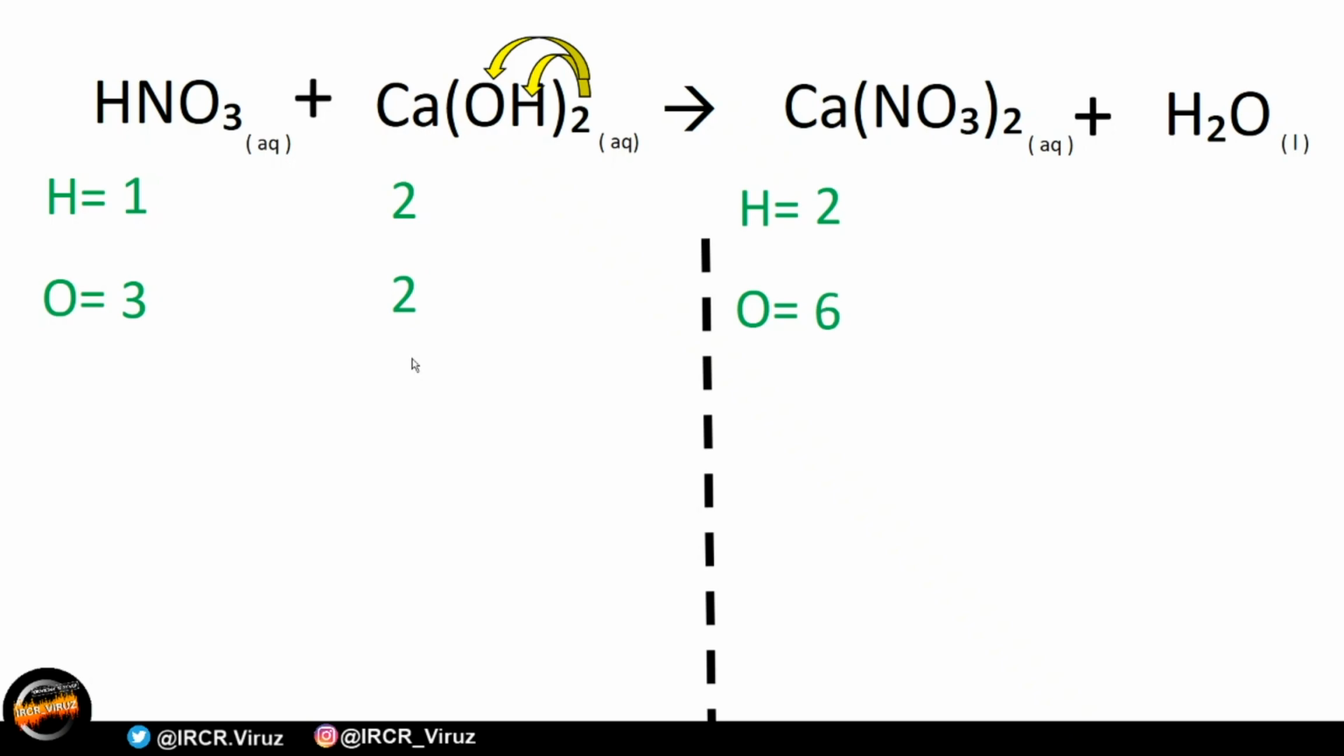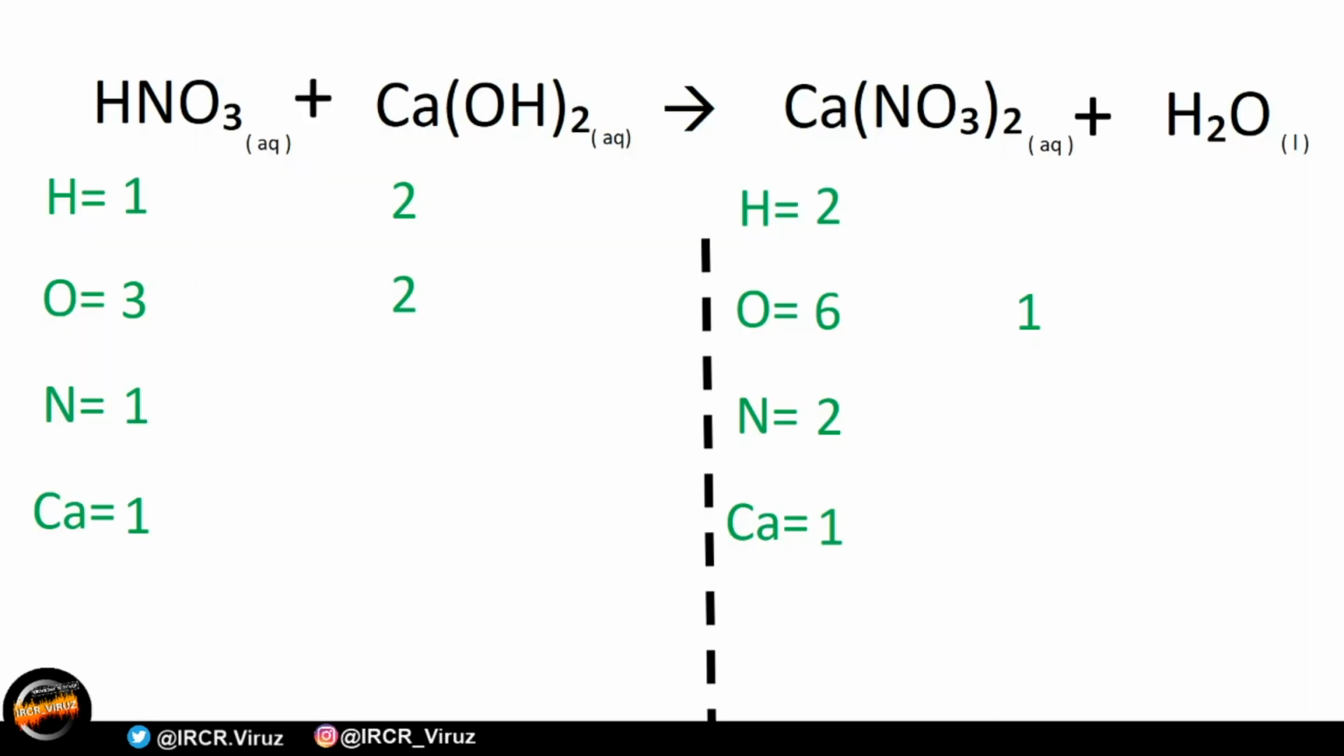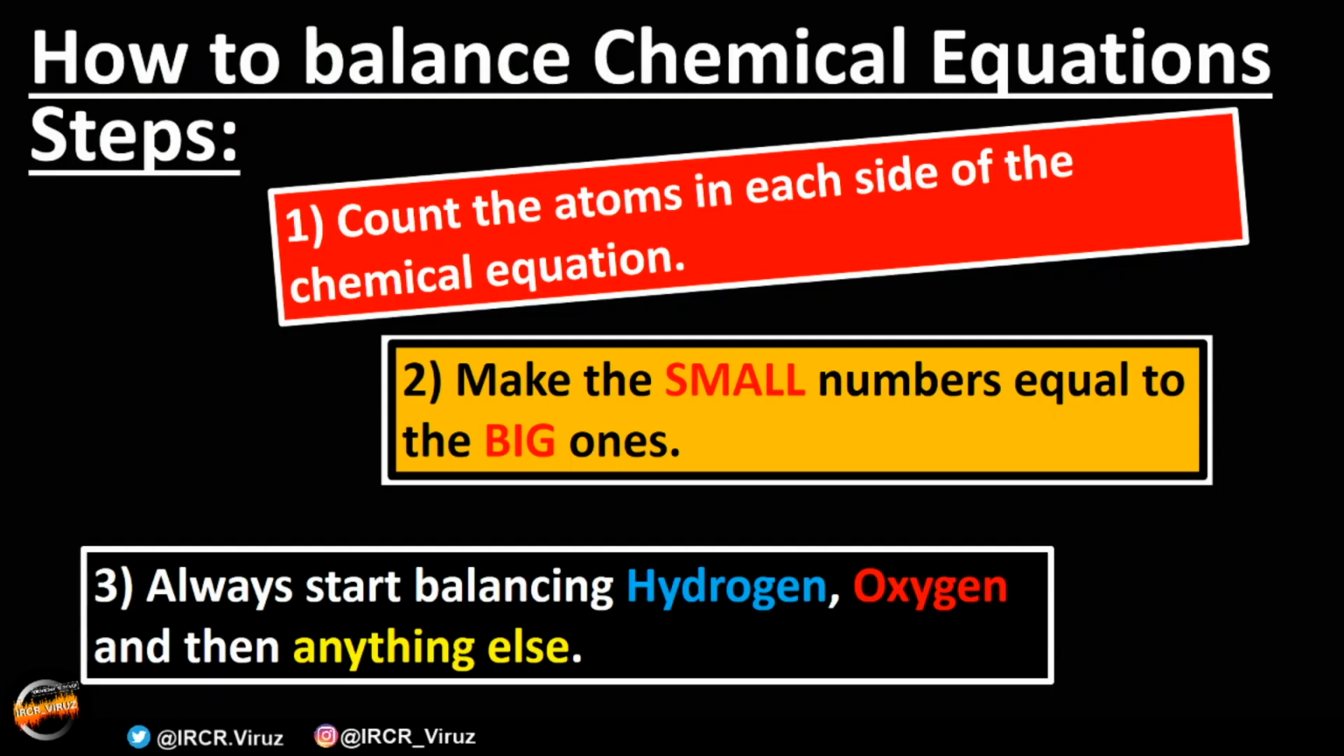So there we go, we got 6 hydrogen oxygens over here. 2 times 3 is 6, and then we have the 1 oxygen from over there as well, okay? So nitrogens 1, 2, because it's being multiplied, and then we have calcium 1, calcium 1. Now make the small number equal to the big ones, and this is what we got, that, and that. Now hydrogen, oxygens, and then anything else.